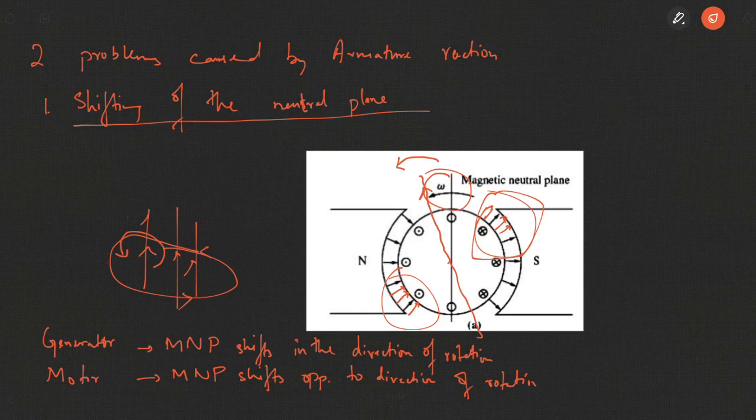So what we can do is we can actually shift the brushes. If it is acting as a generator, we can shift them in the direction of rotation. If it is a motor, we'll shift them in the opposite direction to that of the rotation, so that they may be in the magnetic neutral plane or close to the magnetic neutral plane, so that this flashover or this sparking problem is basically reduced.